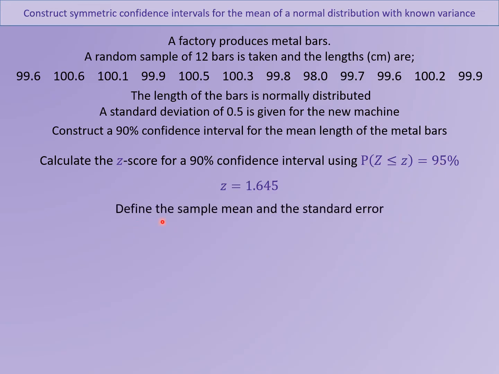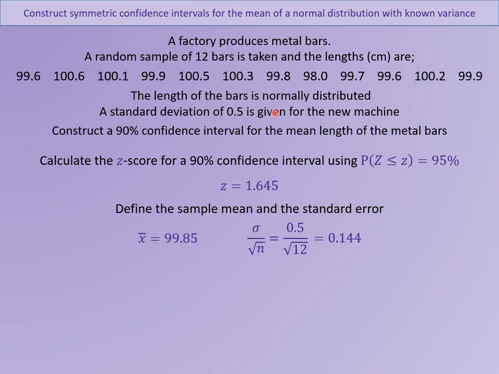Right, define the sample mean and the standard error. So we need to figure out what the sample mean is and the standard error. So the sample mean was 99.85, which we discussed before. The standard error is the bit that was underneath the square root in the previous part, the denominator of the previous part, the sigma over root n. So that's 0.5 over root 12. Once I've got that, that's going to give me a standard error of 0.144. That's what we can use as a standard deviation of this sample just here.